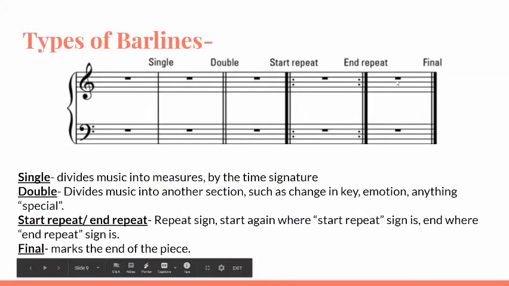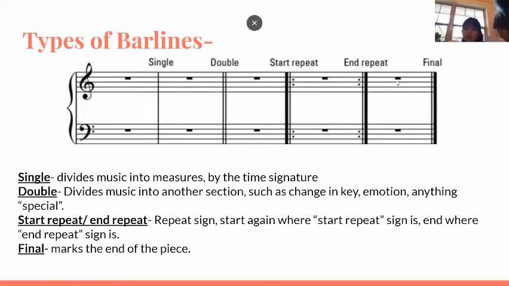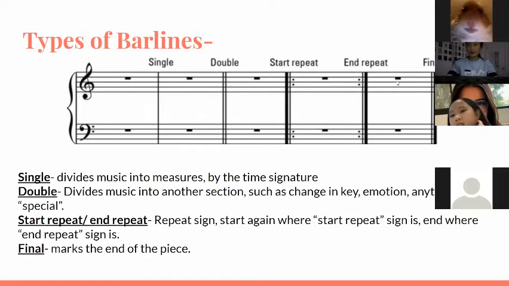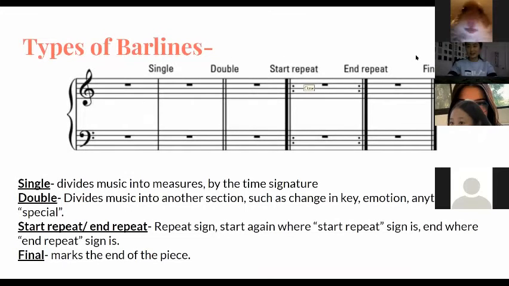All right, so we just talked about a single bar line, but there are also different types of bar lines, okay? So here's a little diagram, and it tells you the different types of bar lines. So we have single bar lines, double bar line, start and end repeat lines, and then we have an end bar line, final bar line. What are double bar lines for? I'm going to explain that, okay?